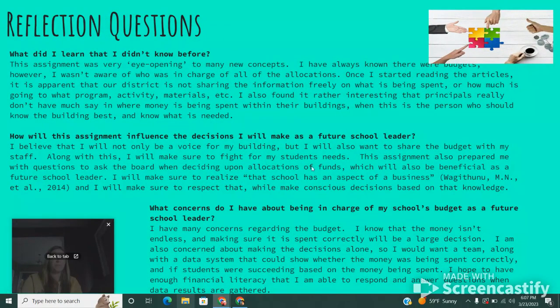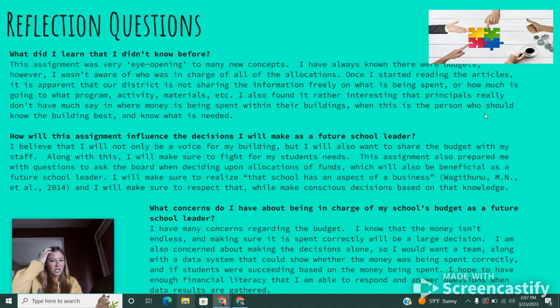What did I learn that I didn't know before? This assignment was very eye-opening to many new concepts. I have always known there were budgets. However, I wasn't aware of who was in charge of all the allocations. I've been teaching for quite a while and still this was new to me over the course of this assignment, not just today. Once I started reading the articles, it is apparent that our district is not sharing the information freely on what is being spent or how much is going to what program, activity, materials, etc.